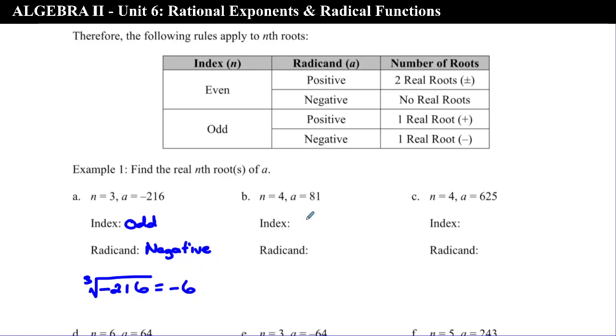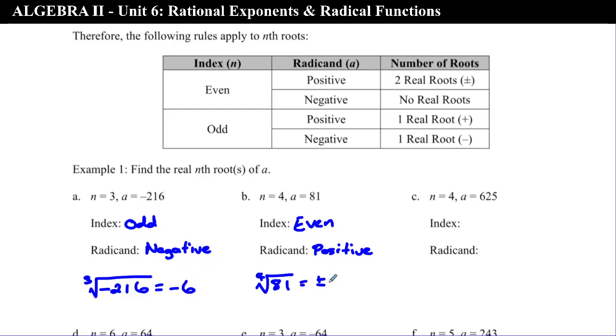For B, we have an even index, and we have an a that is positive, so our radicand is positive. So how does this look? This is the fourth root of 81. For the fourth root of 81, we would expect to have 2 real roots because it's positive.